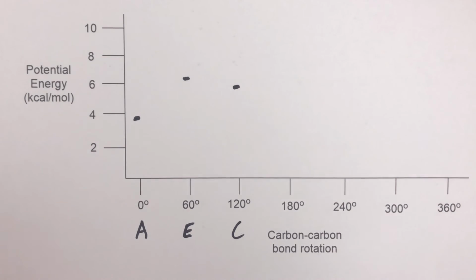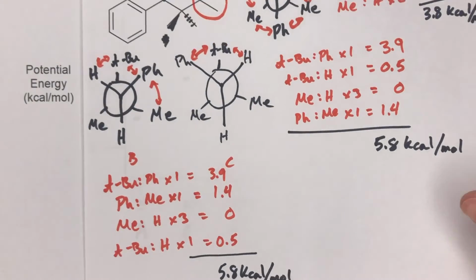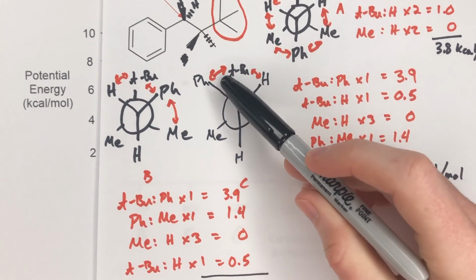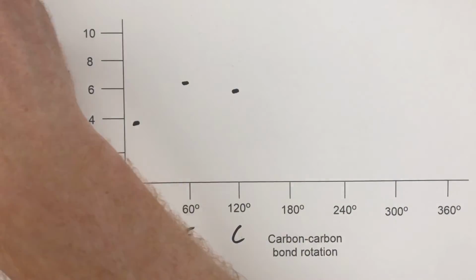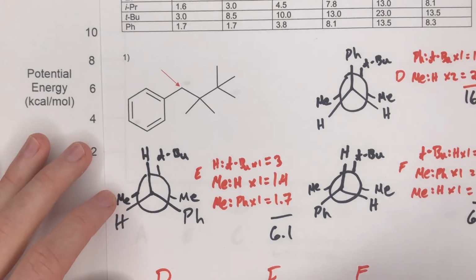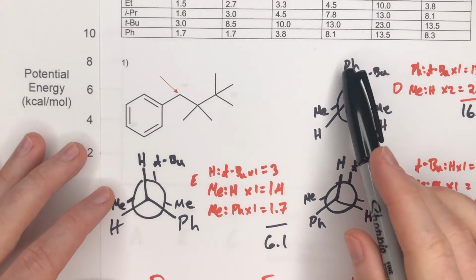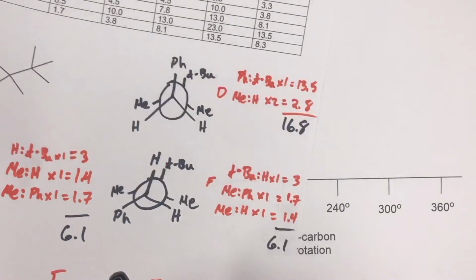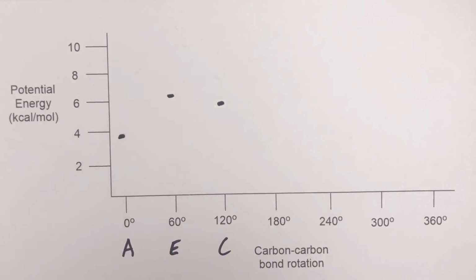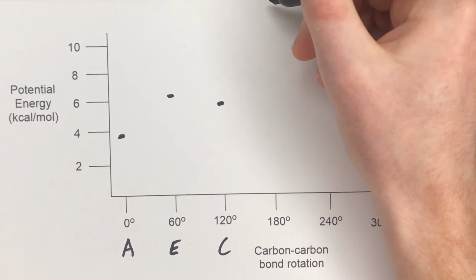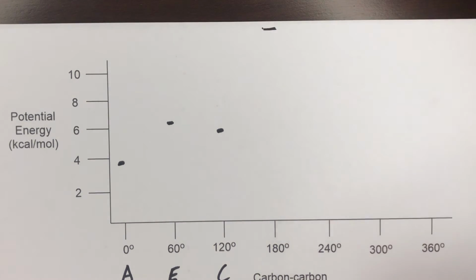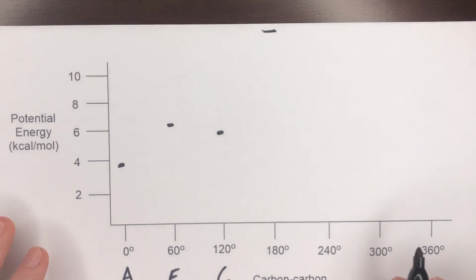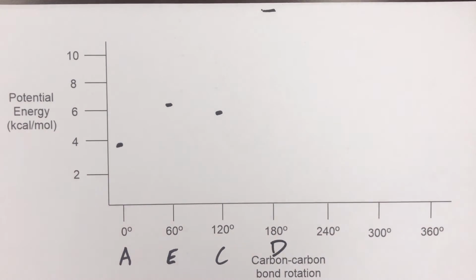Okay, and now 180 again, this puts us back to an eclipsed, but now we're rotating from C, so 60 again puts us eclipsing with the T-butyl group. So that is our most unstable, that's here, it's D, and D is 16.8. So this table doesn't allow me to go that high, but let's say it's very high above our list, somewhere like there. That was D, right?